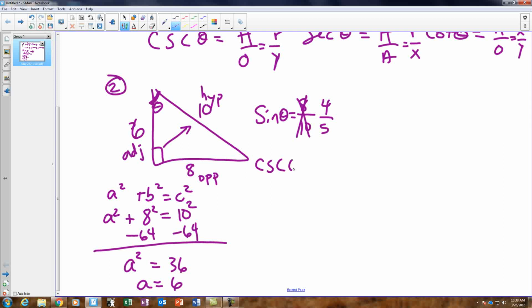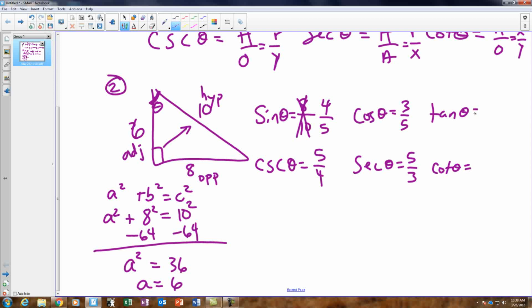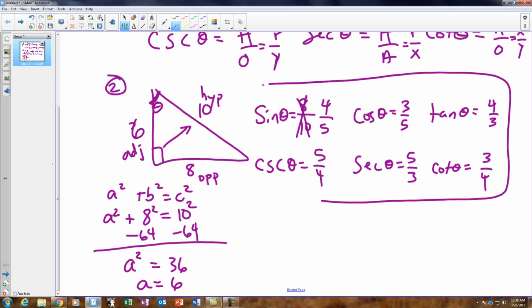Since I'm here, the cosecant of theta would be 5 over 4, the upside down version. Then cosine of theta is the adjacent over the hypotenuse, which would be 6 over 10, but that reduces to 3 over 5, making the secant of theta 5 over 3. Last but not least are our tangent and cotangent. Tangent is opposite over adjacent, which would be 8 over 6, which reduces to 4 over 3. And then cotangent is 3 over 4. This right here is the answer to question number 2.